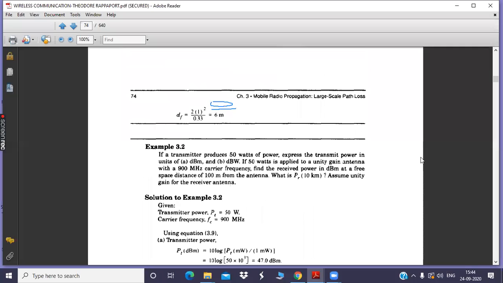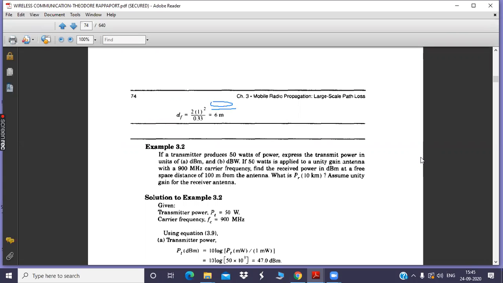Now, what is the equation for DF? We have already gone through the concept of DF. I told you DF is the Fraunhofer distance, or the minimum distance we need to maintain for the receiver to be installed, because we are not going to find the power within this DF. What happens when we estimate the power within this DF distance? Then it will be the near field region. In the near field region, estimations will not be accurate. The radiation pattern is going to affect your estimations because it is very close to the antenna.